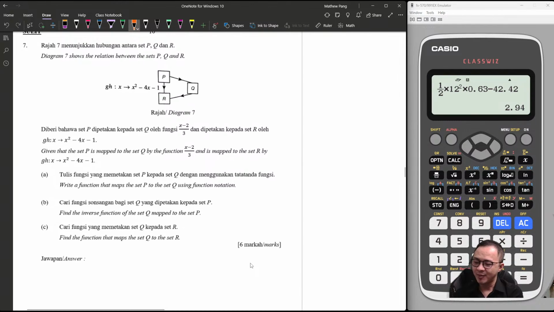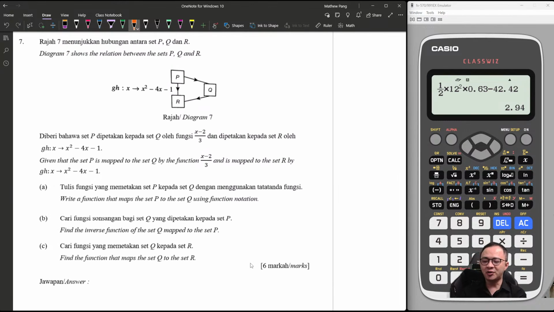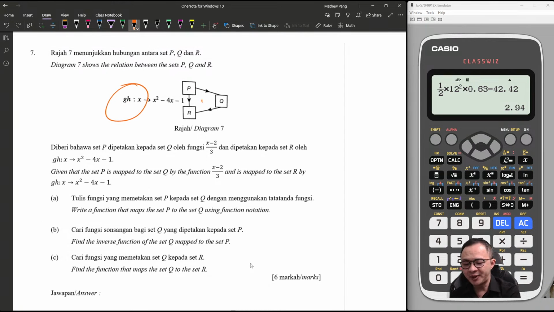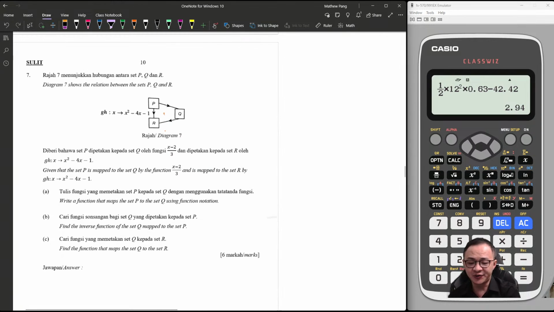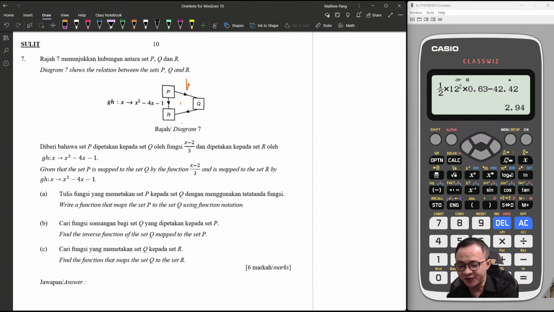Okay, this diagram 7 shows a relationship between P, Q, and R. So from here, I can see a composite function when P goes to R. That means before P reaches R, they actually have two functions over there. So gh means always h first, then only g. So the first function must be h(x), the second function must be g(x). Alright, then they say P maps to Q is this one. So this one is (x minus 2) over 3. Done.